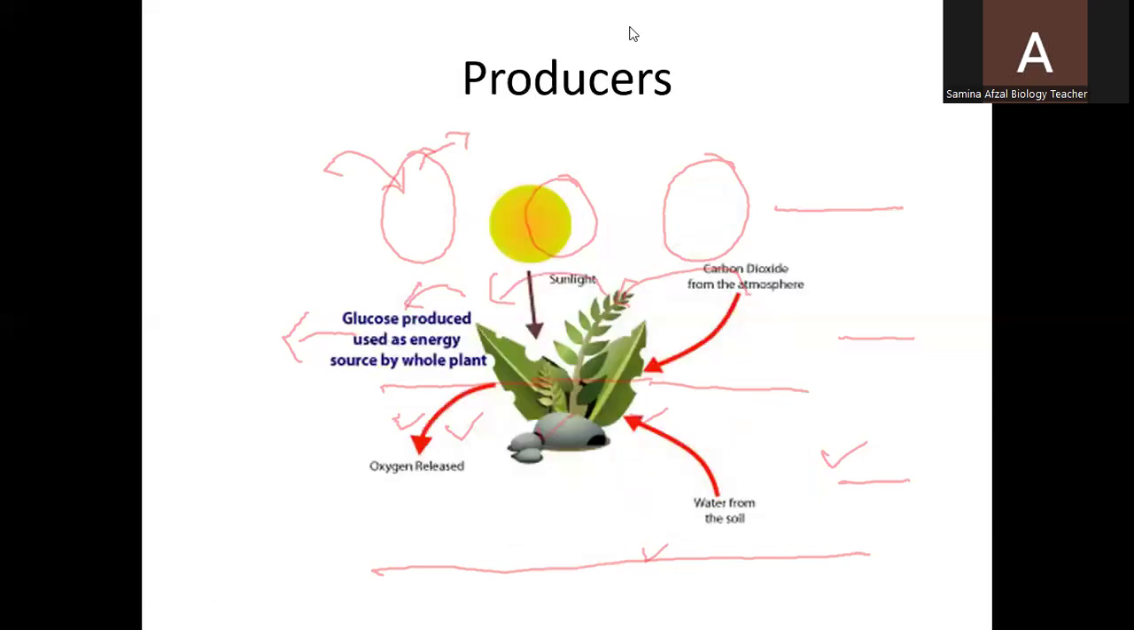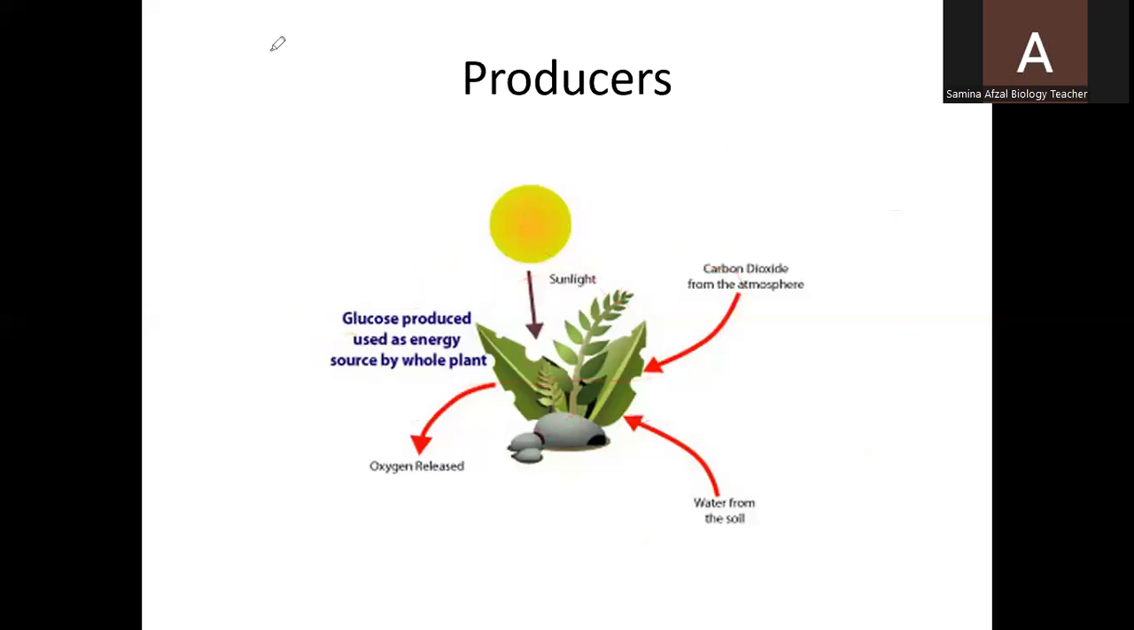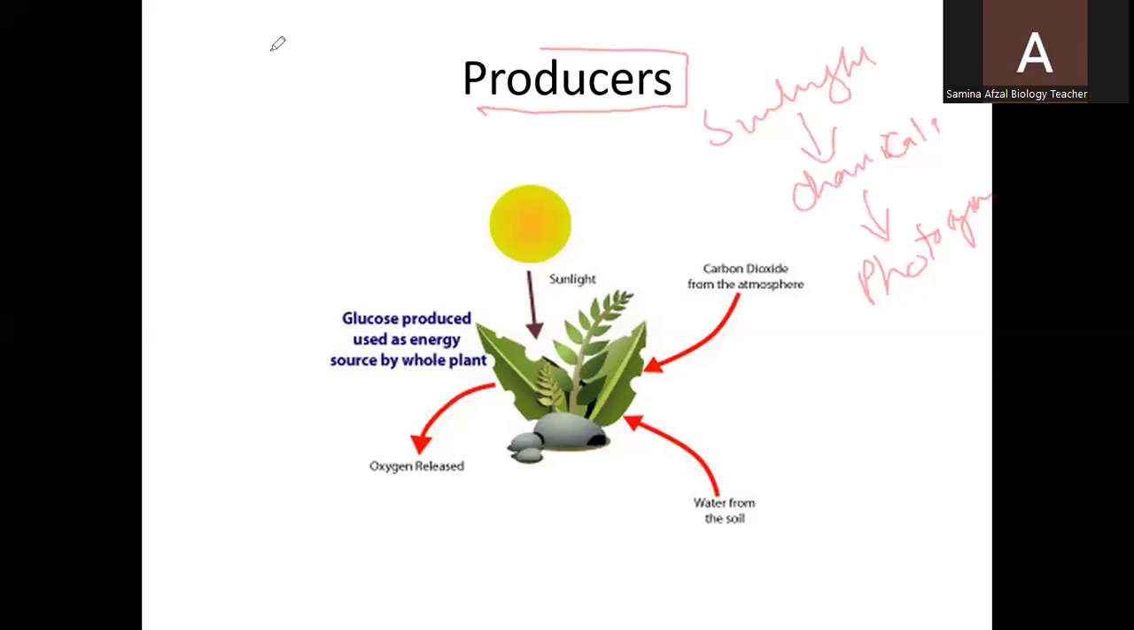So what are producers? Producers are always green plants which manufacture the food because they have chlorophyll inside, and that chlorophyll captures the sunlight. The sunlight, or radiant energy, is changed into chemical energy, and chemical energy is used for the process of photosynthesis. In photosynthesis, different steps take place. So producers will always be the green plants.